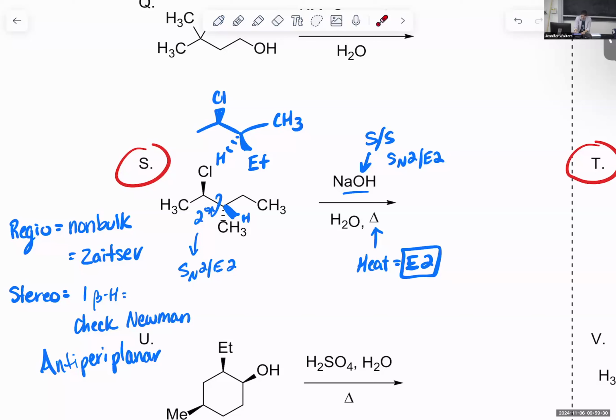So what this is indicating to me is that when I draw this double bond in, I'm going to get my methyls on opposite sides. My ethyl is going to be on the same side as the methyl.